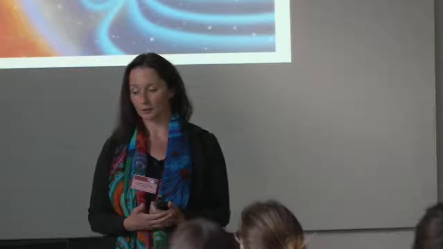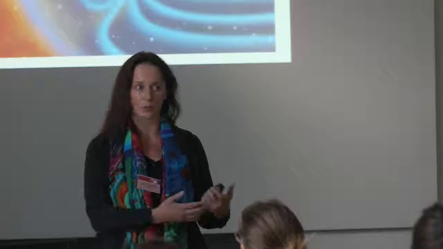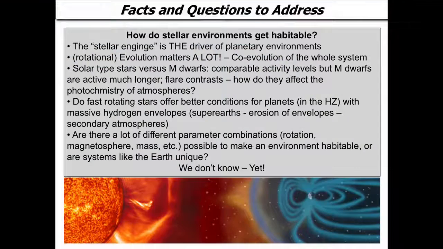If we compare habitability around solar-type stars and M dwarfs, they have comparable activity levels, but M dwarfs are active for a much longer time. The flare contrast in M dwarfs might be important though. In relation, the flares stand out more for a planet surrounding an M dwarf. And it is not clear at all how this affects the photochemistry of an atmosphere. Then we can of course ask the question if fast-rotating stars offer better conditions for planets in the habitable zones, but those are discussions that will come up in later talks as well.